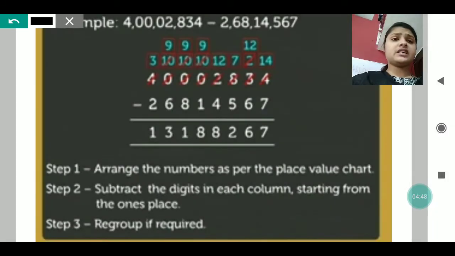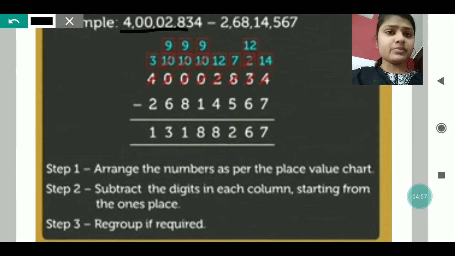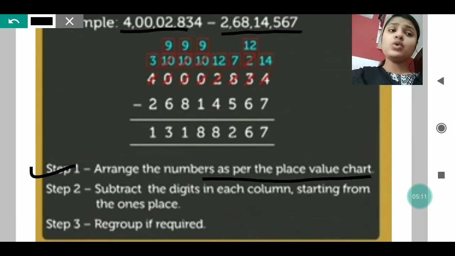Here also you can see the numbers mentioned here: 1, 2, 3, 4, 5, 6, 7, 8. An 8-digit number, meaning it is mentioned till crore. So you will also mention the place values upside till crore. Here the place values are not mentioned, but you have to mention them. The first step is written: arrange the numbers as per the place value chart. Although the place values are not mentioned, you will mention them in the copy.